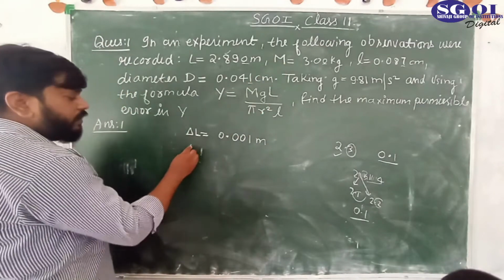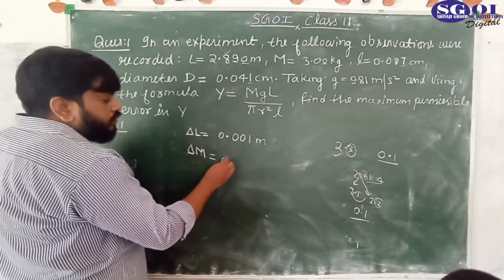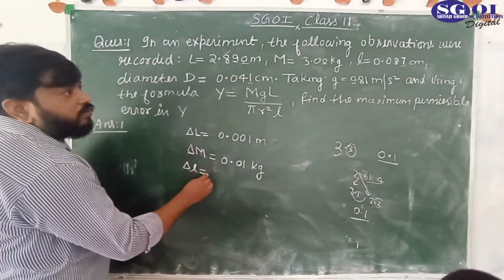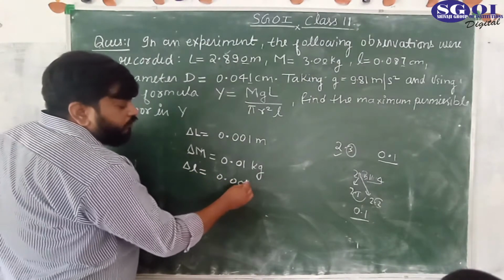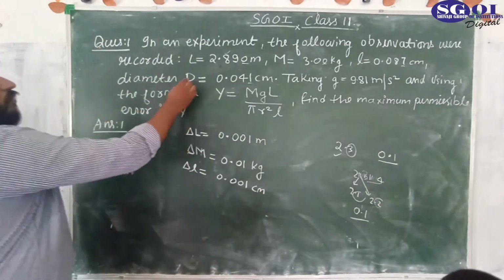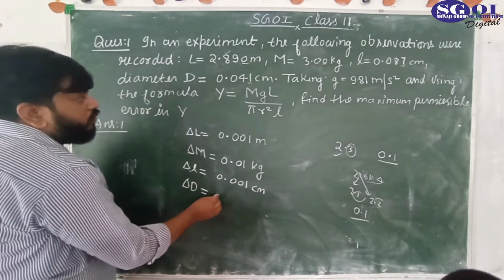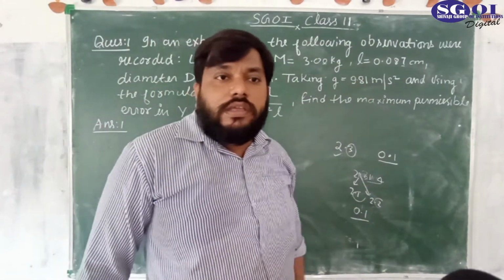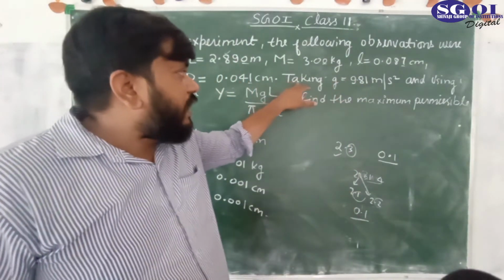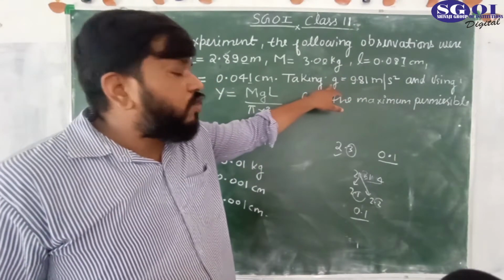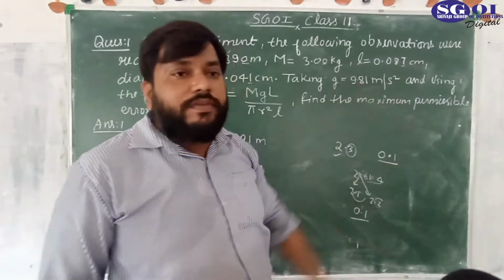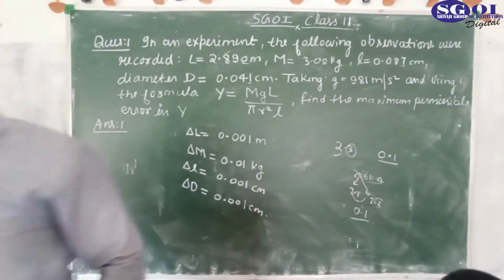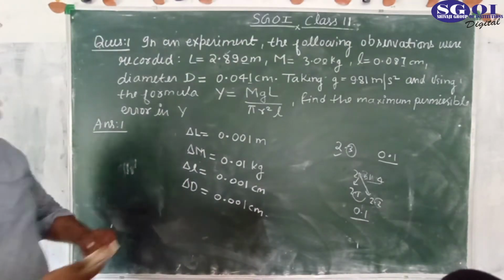For M, delta M is equal to 0.01 kg. For small l, delta l is equal to 0.001 centimeter. For D, delta D is equal to 0.001 centimeter. And what about small g? It is not a measured value. It is taken as a constant, 9.81, not a recorded value. So there is no error in this term because it is not measured by an instrument, and we would not consider error in g.